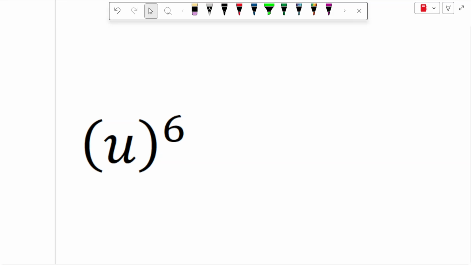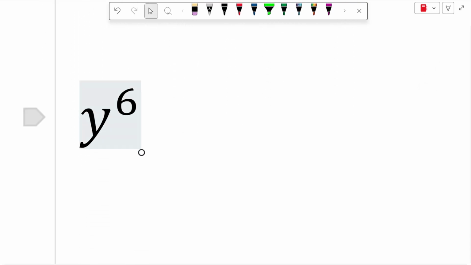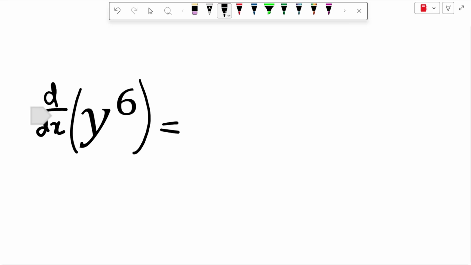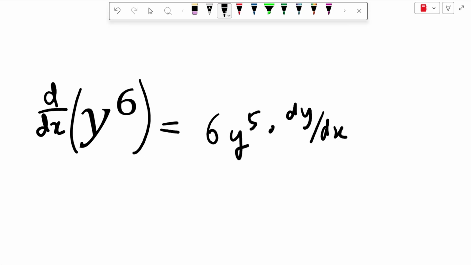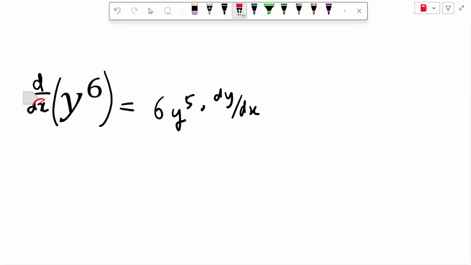Now, if you have something like u to the power of 6, and we want to differentiate that, thinking u is like a function of x, well, you would get 6u to the 5, and you would have to times it by du dx. Similarly, y to the power of 6, if we wanted to differentiate that with respect to x, you would get 6y to the 5 times dy dx. And this is going to be like the core thing we do in implicit differentiation. Sometimes that doesn't even have to be x. You could have like t there, and then you would have a dt there, for example.